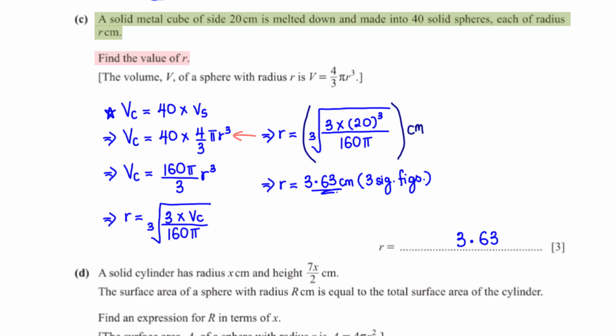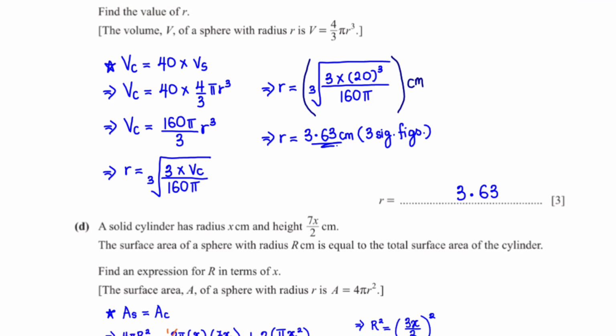40 times 4 is 160. We want to find the radius of the spheres, so we need to make r the subject of the equation. The volume of the cube is the cube of its side length, and so we have 20 cubed. When we type this into the calculator, we get 3.63 centimeters, correct to 3 significant figures.